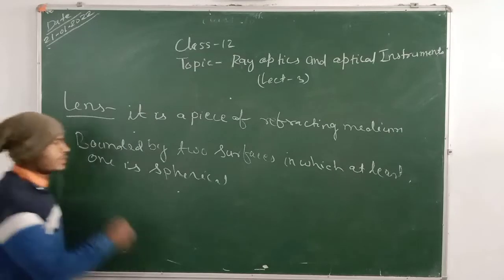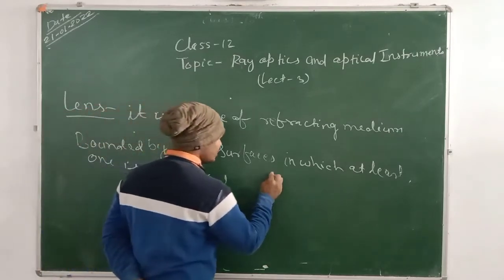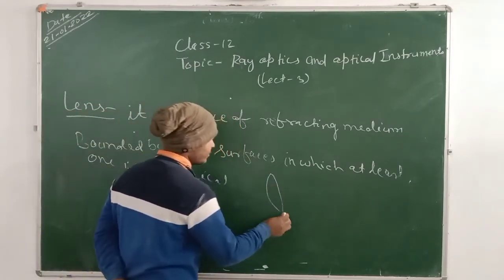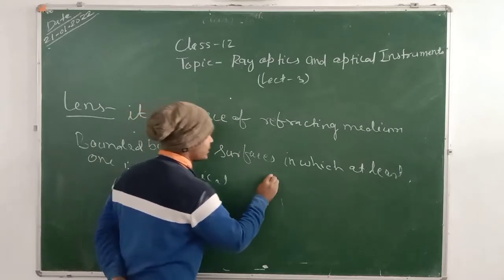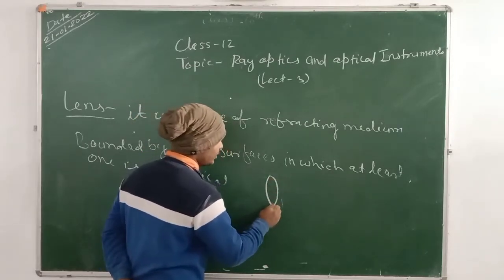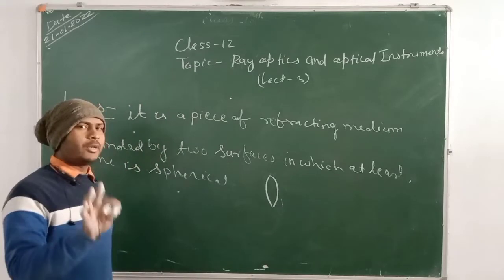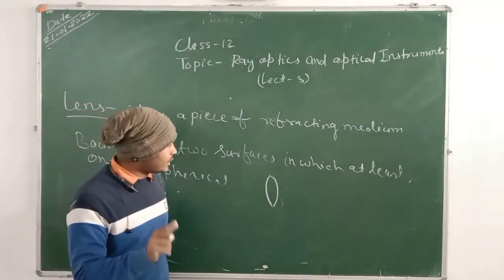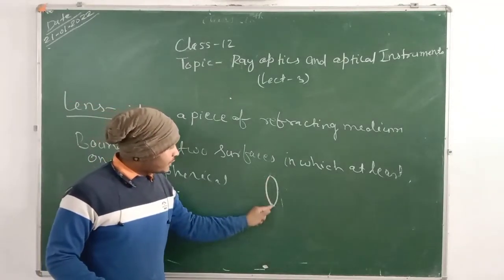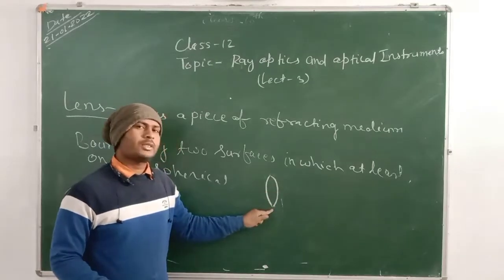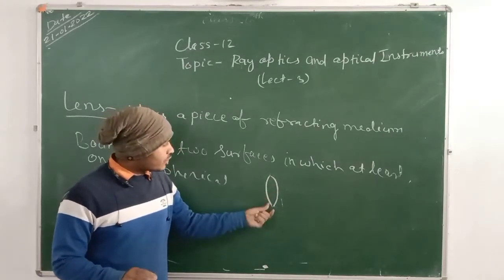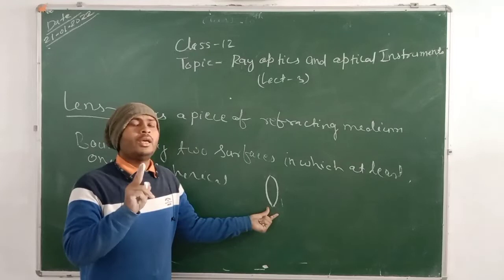For example, let us suppose this lens, this combination of surfaces. So it will be your lens, because it is made up of two surfaces, as we are seeing: it is the one surface and it is another surface. Understand? So this combination of the surfaces will be a lens.